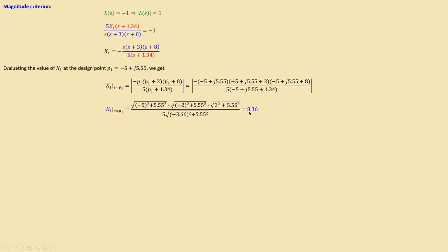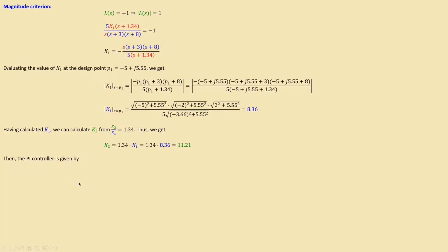You will have then, if you do the math here correctly, 8.36 for the K1. So we have already the value of K1, so that is one of the unknowns for our controller. Having calculated K1, I can now calculate K2. Why? Because I know that K2 over K1 is 1.34. Thus we get the following: K2 is then equal to 1.34 times K1, which is 1.34 times 8.36, equal to 11.21.